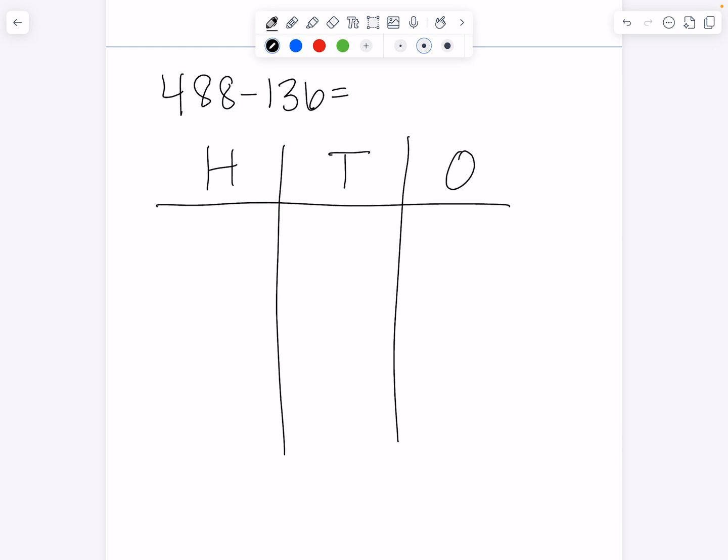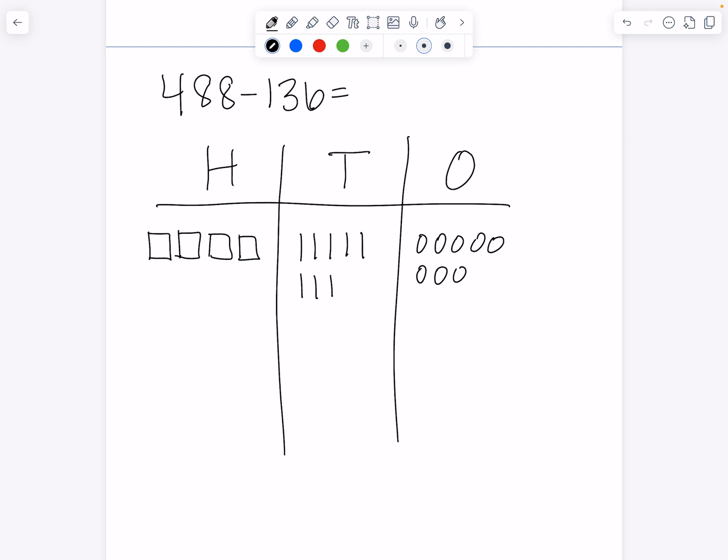All right, now let's start drawing. I'm drawing my minuend, not the subtrahend. If you remember from that last vocab slide, the subtrahend is the number that we're taking away. So I'm going to draw the minuend. So I have to draw 488. So 1, 2, 3, 4 hundreds, 8 tens, and 8 ones. Go ahead and draw that in your HTO chart.